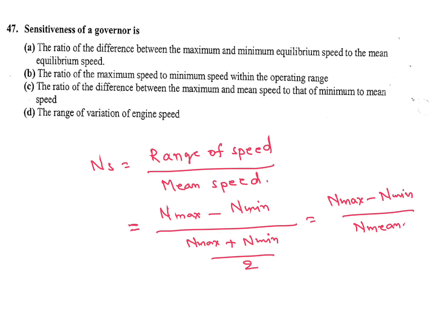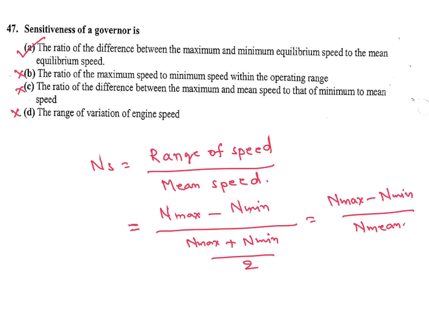From the options we will check: the ratio of the difference between maximum and minimum equilibrium speed to the mean equilibrium speed. So this is our answer. B, the ratio of maximum speed to minimum speed within operating range, not possible. C, the ratio of difference between maximum and mean speed to that of minimum to mean speed, not possible. D, the range of variation of engine speed. A is our answer.